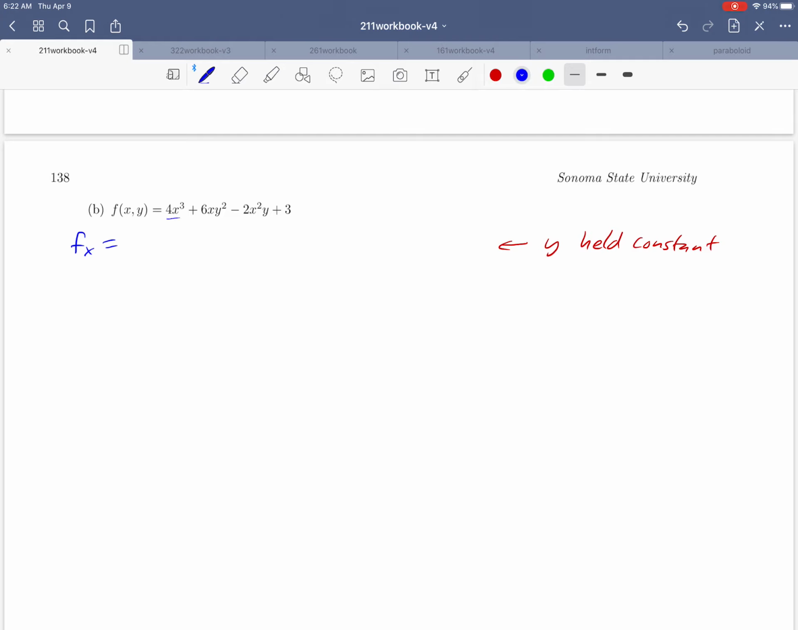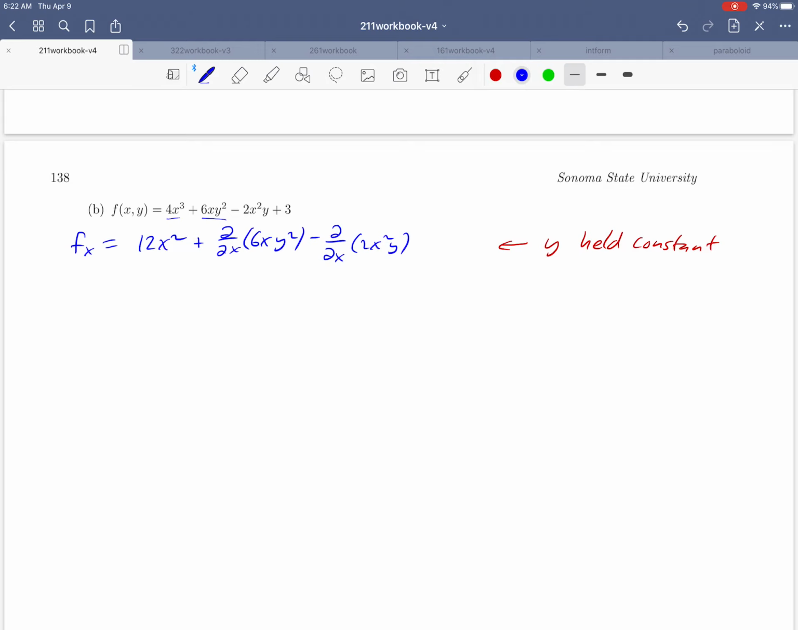Okay, so let's see. If we start with 4x cubed, its derivative, just by the ordinary power rule, is 12x squared. Okay, and then we move to 6xy squared. That's got x's and y's in it. Before we tackle that, I'm going to postpone that to the next step. So we're going to take the derivative of that with respect to x. Okay, same is true for the next term. We're going to take the derivative of that with respect to x.